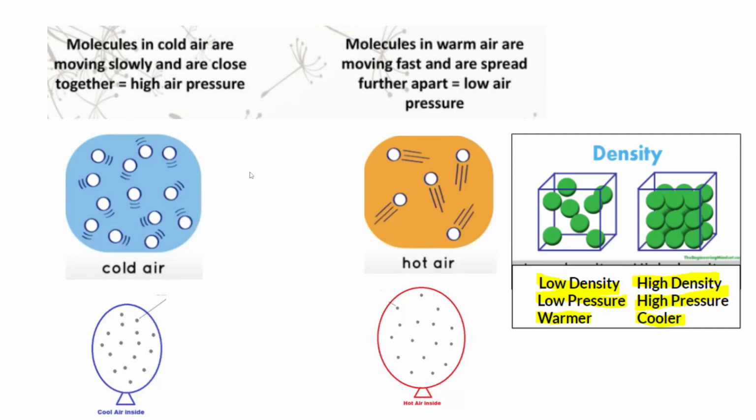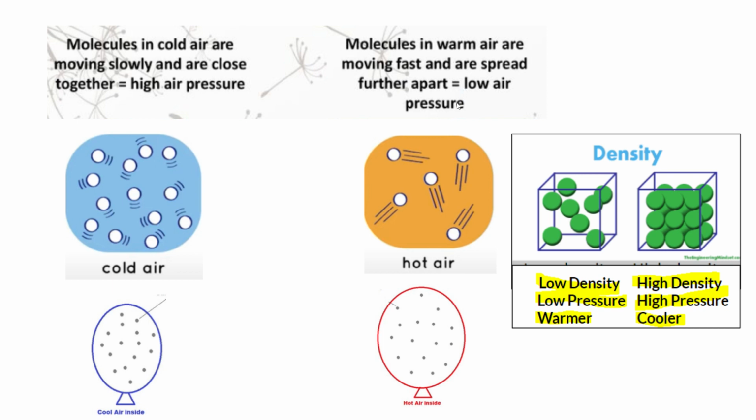This is what cold air molecules look like, and this is what warm or hot air molecules look like. Cold air molecules move much more slowly because they have less energy, and that's why they are much closer to each other. In the meantime, warm or hot air molecules have way more energy, so they move fast and they spread apart more easily. And because of this, since they're farther apart, they actually have low pressure.